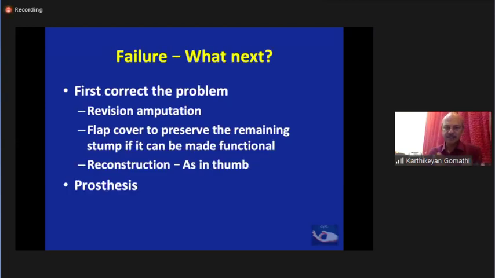Once there is a failure, you can't just sit with your head in your hands like that patient, that picture that we saw. We need to see what next. First, correct the problem. Either do a revision amputation or give a flap cover to preserve the remaining stump if it can be made functional, or do the next step of reconstruction as in a thumb. If your thumb replant has failed, it doesn't mean you can't do a toe transfer for reconstructing. If it is not possible, you can always do a prosthesis.